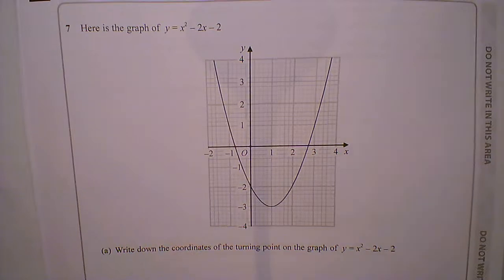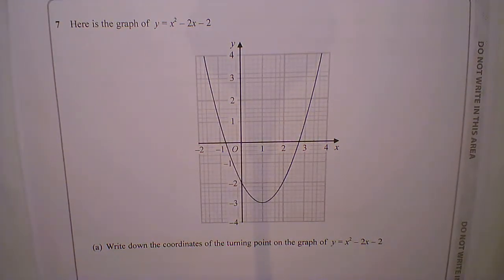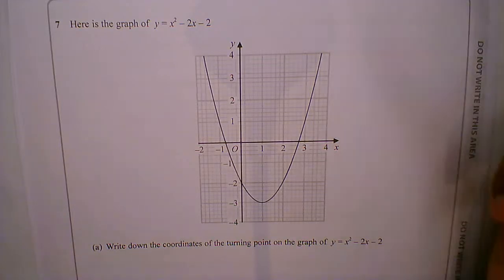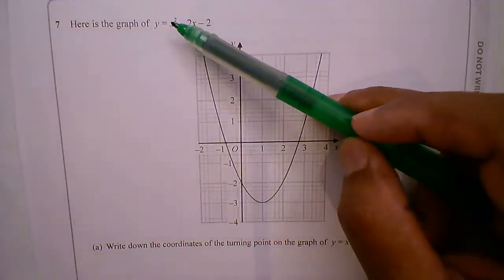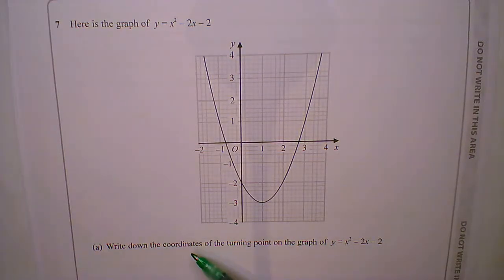Question 7. You can see this is actually a very easy question. So I'll give you a few seconds to try that one. Okay, you should be done by now. Here is the graph of y equals x squared, take away 2x, take away 2. Write down the coordinates of the turning point on the graph of y equals x squared, take away 2x, take away 2.